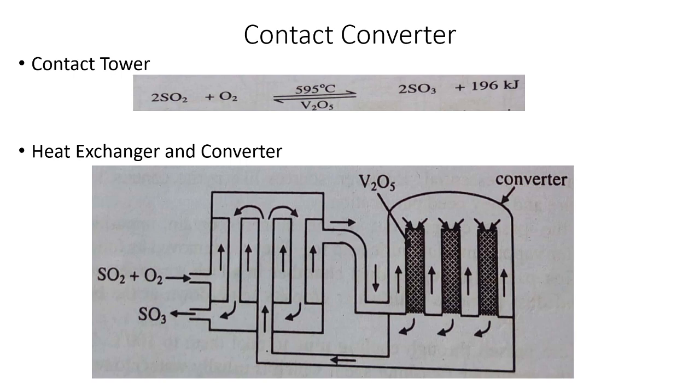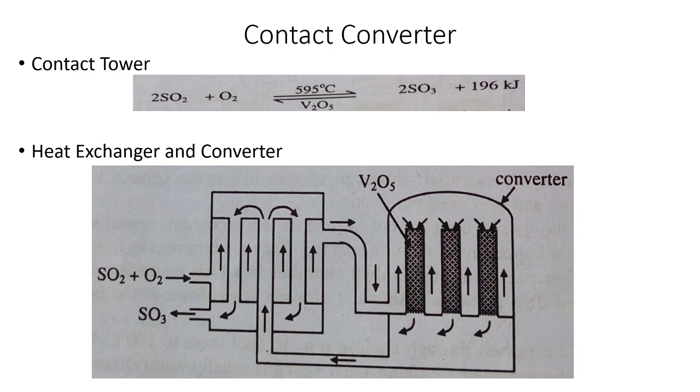As the gases pass through the catalyst pipes, with vanadium pentoxide or platinized asbestos, sulfur dioxide is oxidized to sulfur trioxide. Since this reaction is exothermic, energy is released, and the heat produced raises the temperature of the gas reaching the catalyst pipe above 450 degrees Celsius. You can see that when these gases flow through this, they enter here and the reaction takes place. When the product SO3 comes out, a lot of energy is released, and therefore the temperature rises above 450 degrees Celsius.